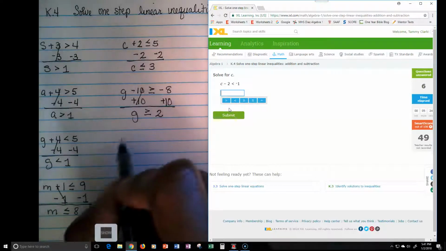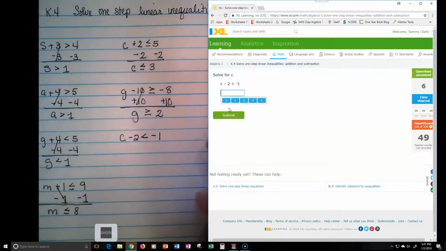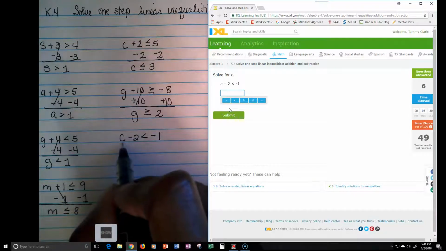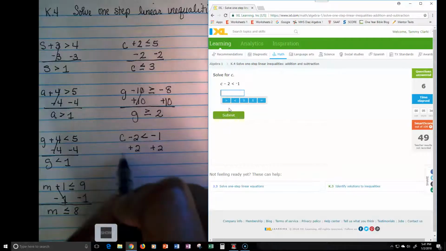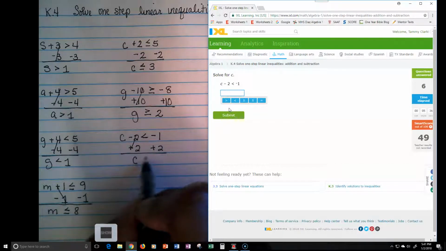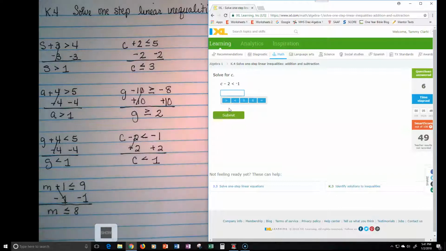And now we have c minus 2 is less than negative 1. We want to isolate c, so we add 2 to both sides of the equation. And c is less than, well, negative 1 plus 2. Our answer is going to be positive because 2 is bigger. If we subtract 1 from 2, we get 1. So our answer is 1. So c is less than 1.